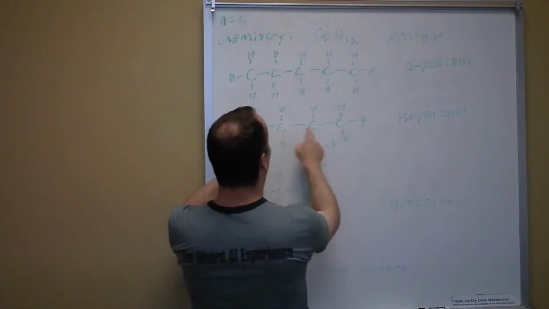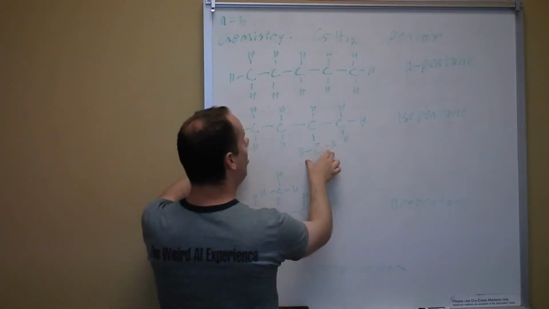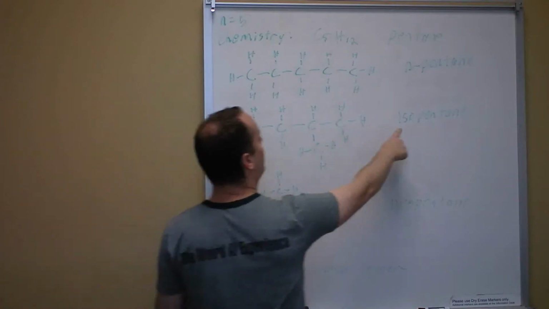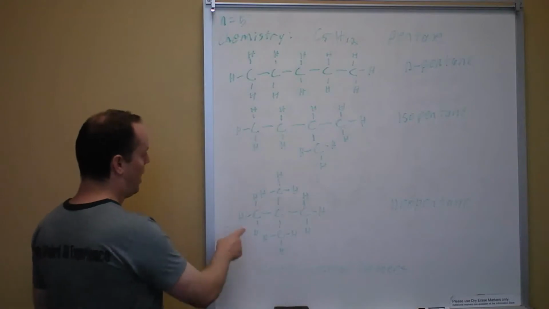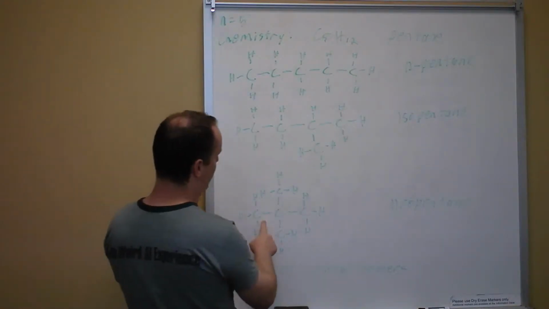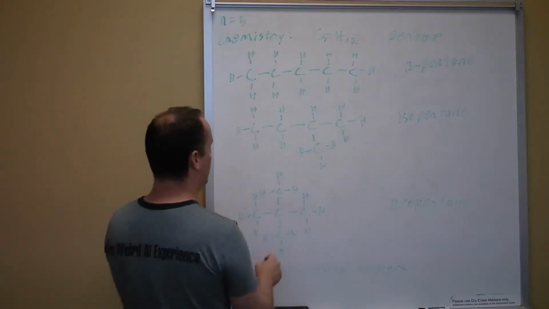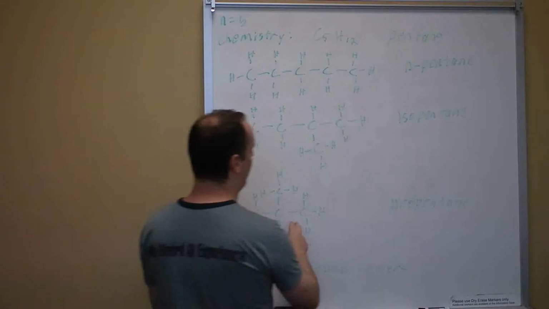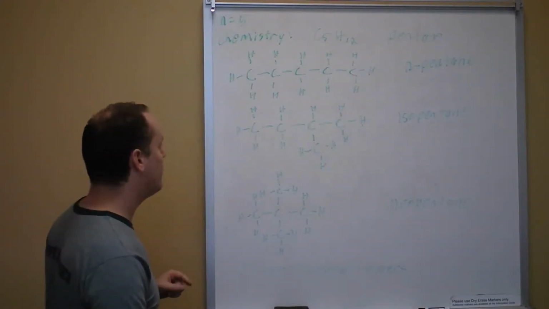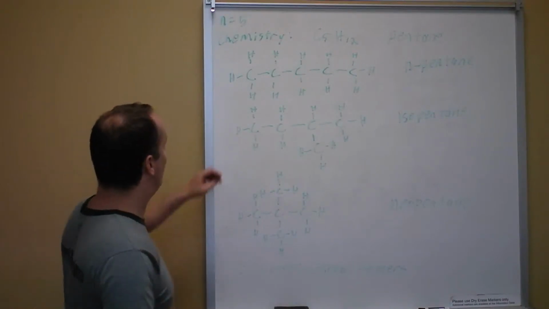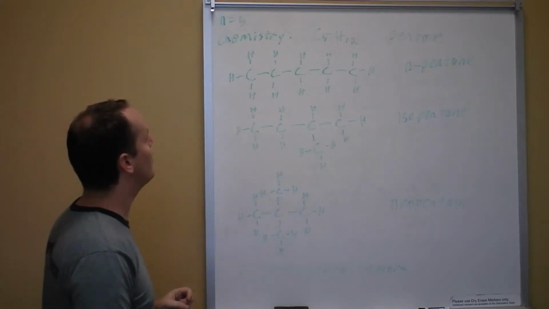Now, another way would be to have 4 in a row, and then off the second one, we put the 5th carbon. We call this isopentane, or 2-methylbutane. And then finally, the third way would be to have 3 carbons in a row, and then off the middle carbon, we put both of these carbons. And this one we call neopentane, or 2,2-dimethylpropane. Yeah, propane. So, as you can see, this is 3 different ways. So there are 3 constitutional isomers of pentane.